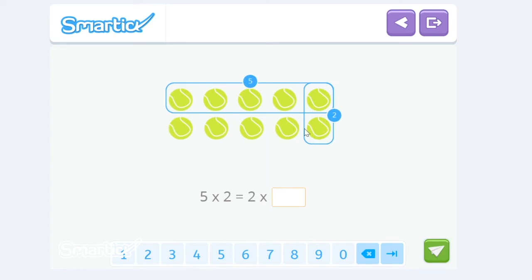So we have 2 rows of 5, which is the same as, let's see, these are columns. How many columns do we have? 1, 2, 3, 4, 5. So 5 columns, 2, so 2 plus 5. Very good.